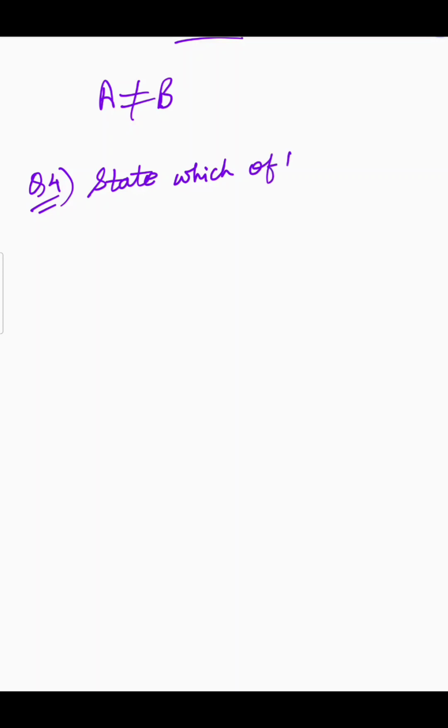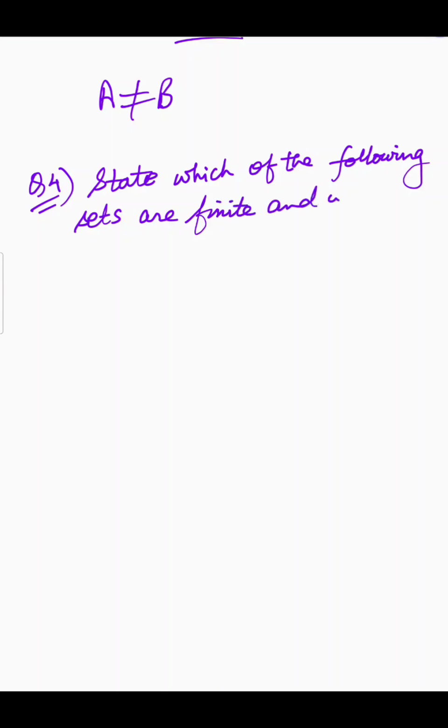State which of the following sets are finite and which are infinite. Which of the following sets are finite and which are infinite?